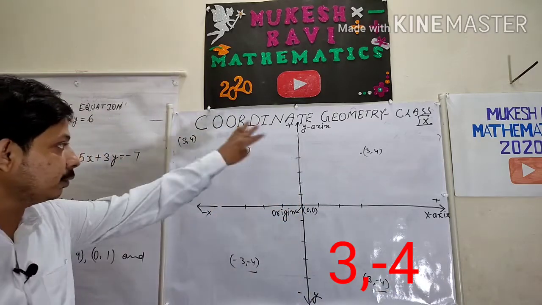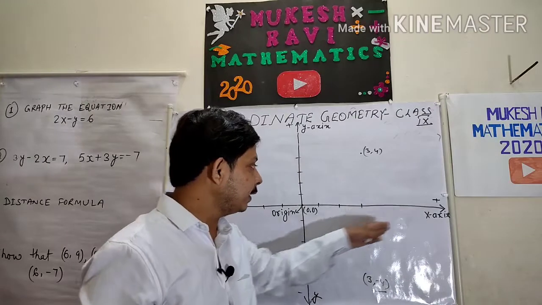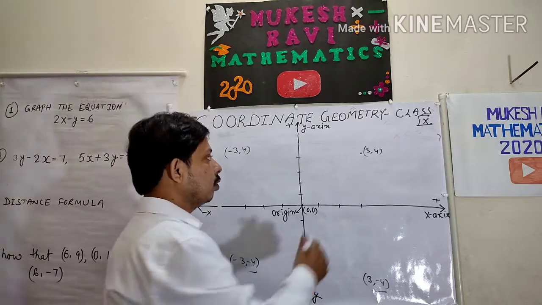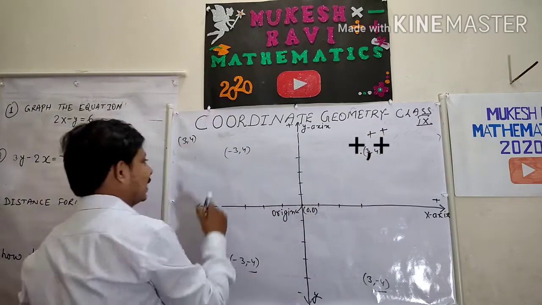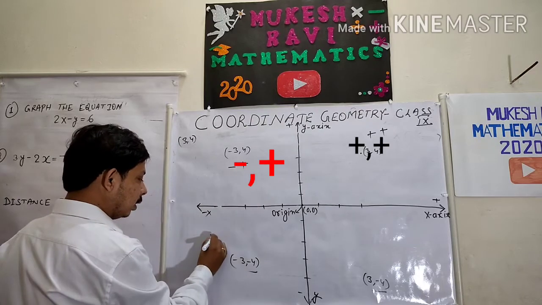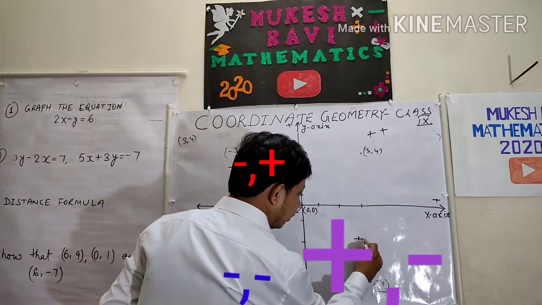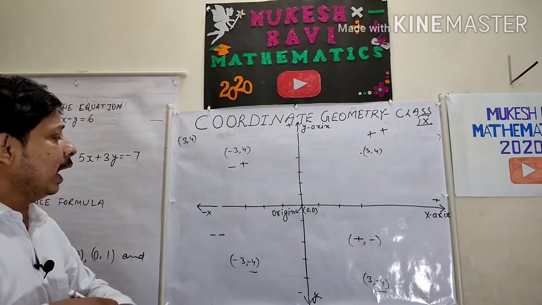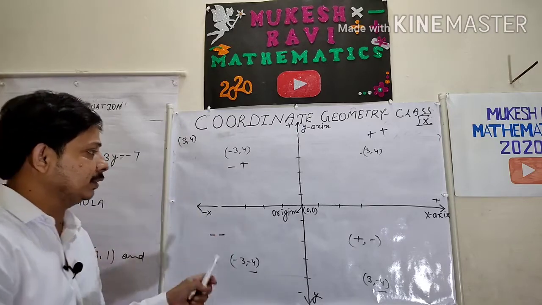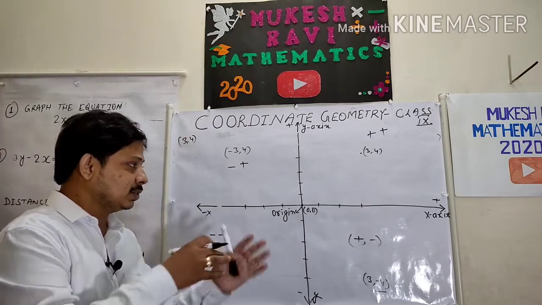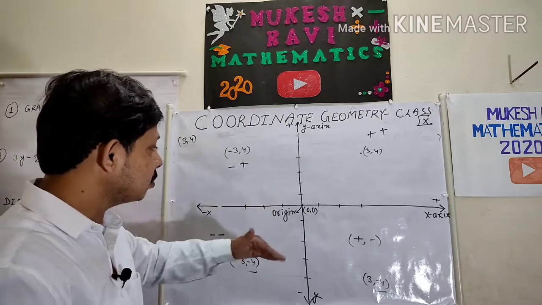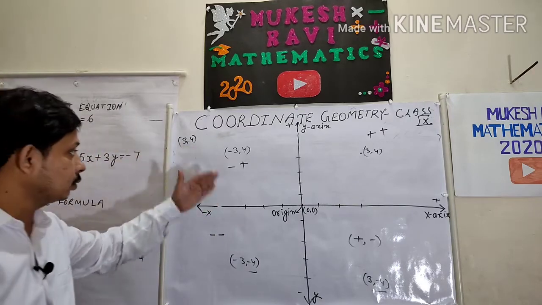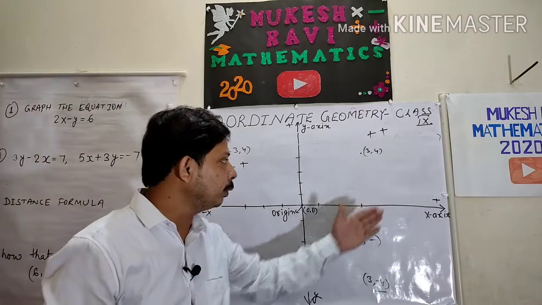What is the meaning of the plotting of these points? Coordinate geometry is divided into 4 parts: first coordinate, second coordinate, third coordinate, fourth coordinate. First coordinate is always plus and plus, second is minus and plus, third is minus and minus, and fourth is plus and minus. I have already given this introduction in reflection also, but I wanted to give it especially for class 9th, because reflection and coordinate can give confusion. Coordinate is also the same thing, but there are many differences in class 10th. So now this is the introduction of the coordinate, how to plot the point.